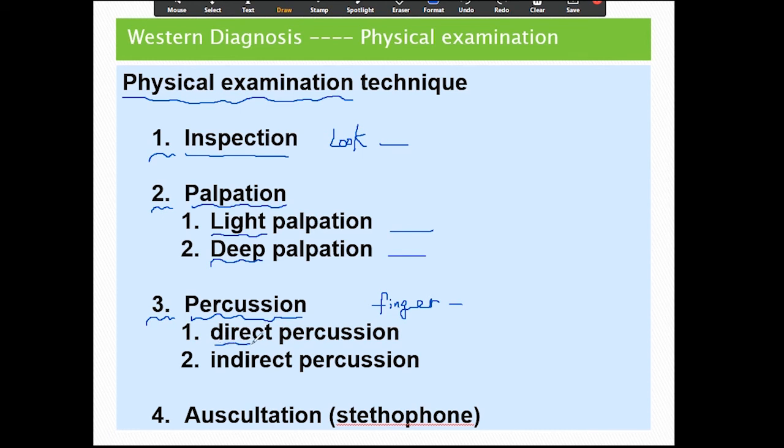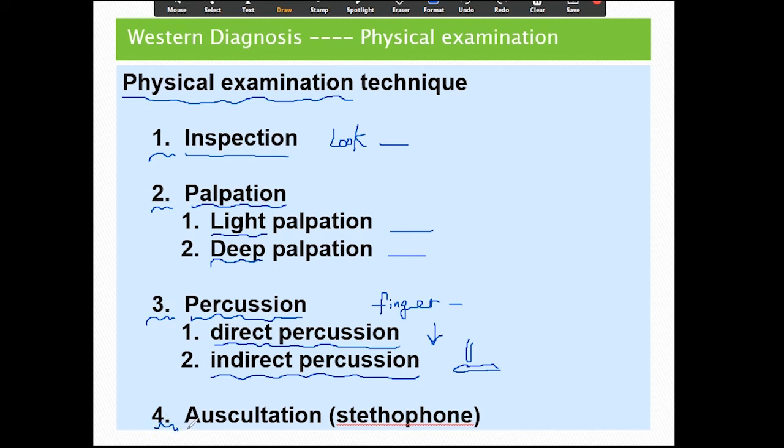We have direct percussion, which means using the fingers of one hand to directly tap the patient's body, then hear the sounds. Another way is called indirect percussion. Generally we use two hands. One hand is placed underneath, and the fingers of the other hand tap on that hand or fingers, and we still hear the sounds. That's what we call percussion.